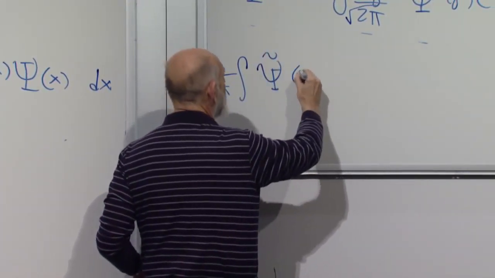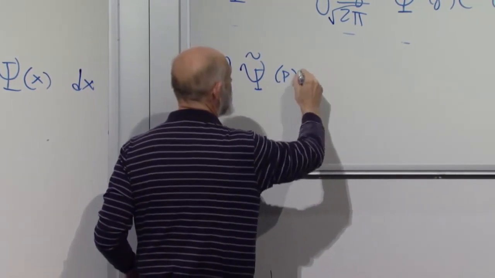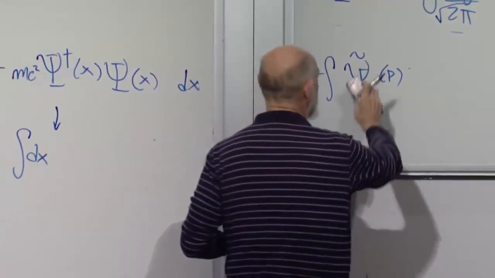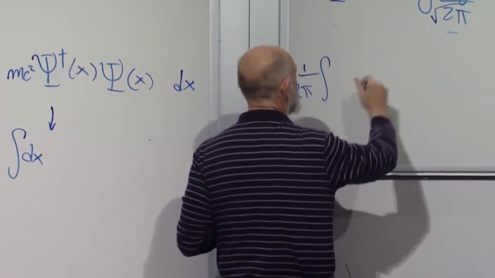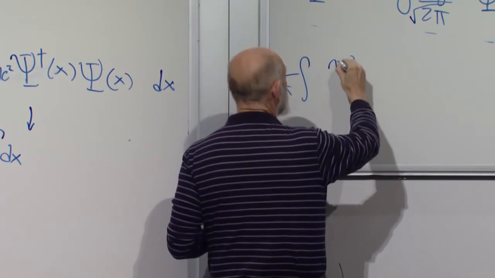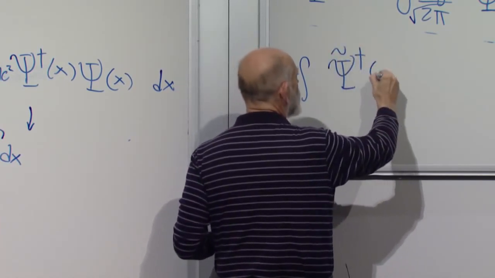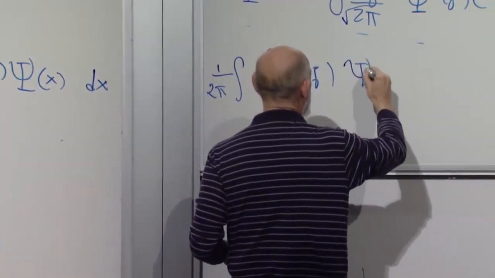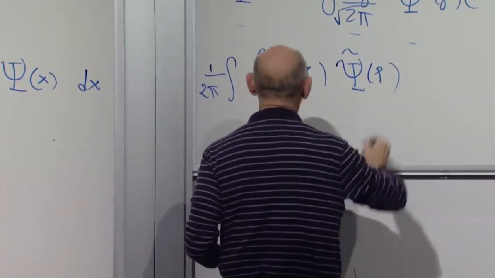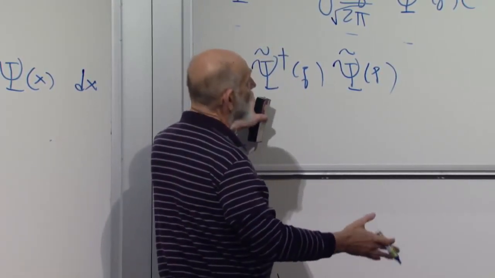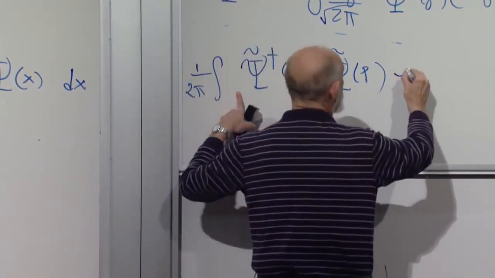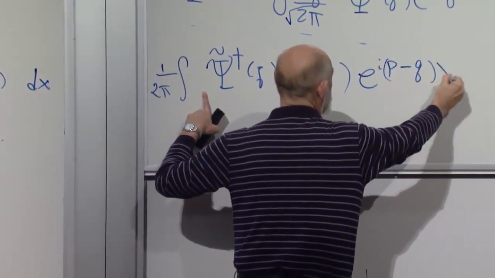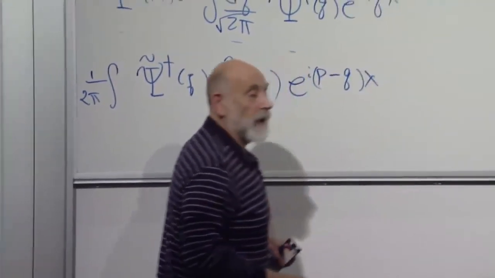And then there is psi twiddle of p times psi dagger. I suppose we should put them in the opposite order, since over here the daggers stand to the left. So let's stand the daggers to the left. Psi twiddle dagger of q, that's this one. And then psi twiddle of p. We're going to integrate over p and q in a moment, but let's first put e to the i (p minus q) x. That's this factor, e to the i (p minus q) x.